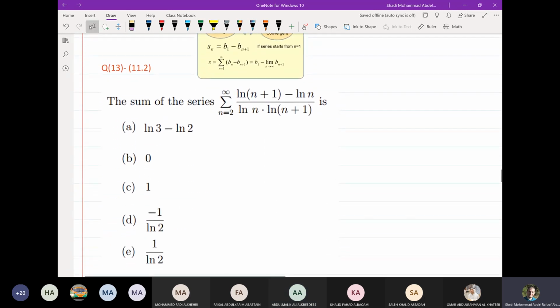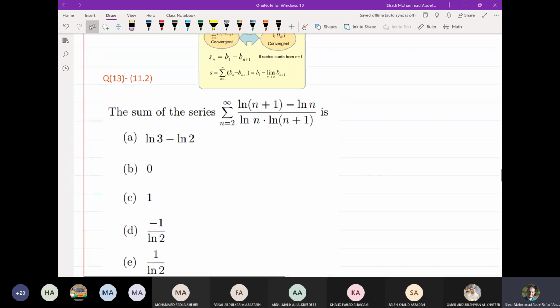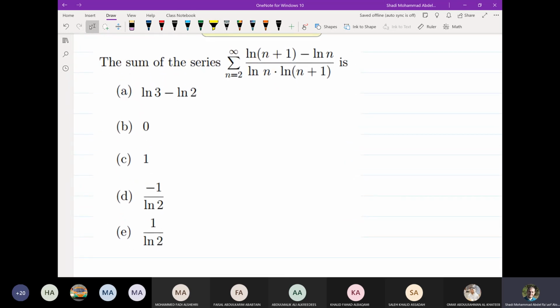This is also a telescoping series. Why? Look here and be careful. Sometimes you will face something like this. When I face something like this, there is a small trick. What is the trick here? You just distribute it, just split it. It will be the sum from n equal 2 to infinity. I will take this part, then I will take this part. Let me change the color here. I split it. So once you split it, it will be what? Let me write it step by step, but I will not complete it, so it will be clear.